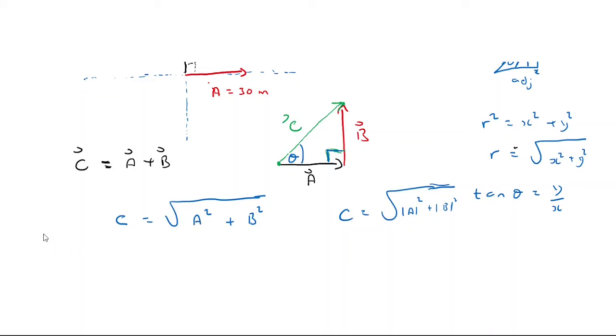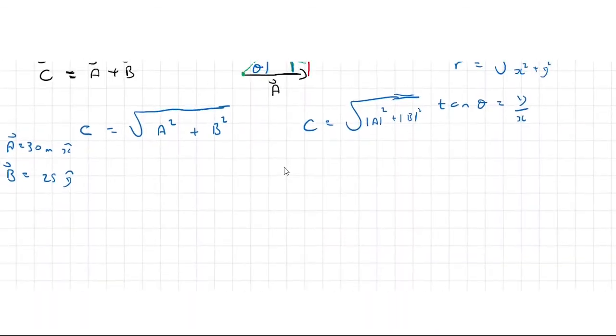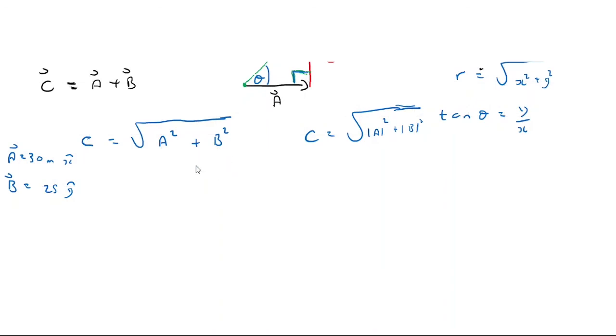So that I don't forget, my vector A is 30 meters in the x direction. My vector B is 25 meters in the y direction. Now I can move this out of my sight. Remember, we are still looking for C equals A plus B. To find the magnitude of C, I just need the magnitude of A and the magnitude of B. The magnitude of A is 30, and the direction is X. The magnitude of B is 25, and the direction is Y.